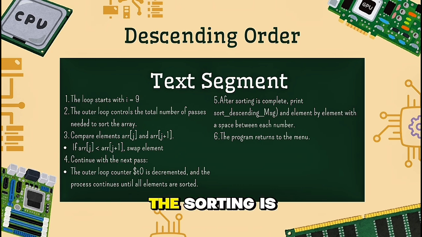Next, after the sorting is complete, print the sort descending message and the elements one by one with a space between each number. Lastly, the program returns to the menu.